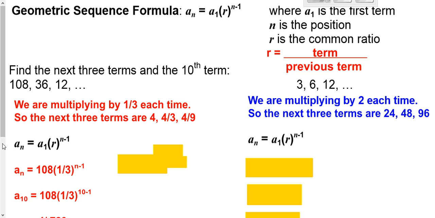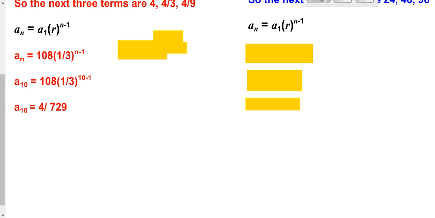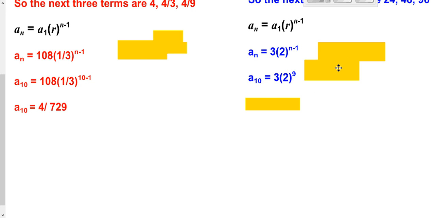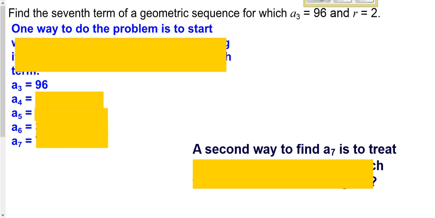Then we want to go ahead and find the 10th term. So we'll go our first term of 3 times our ratio of 2 raised to the n minus 1. Looking for the 10th term, plug in 10. Plug that in our calculator. We get 1,536. Now, there's a couple ways to do this one here.